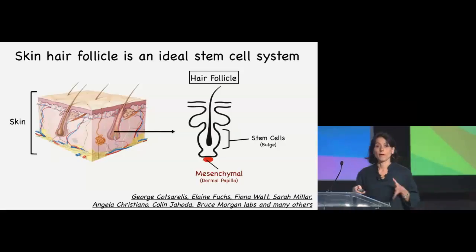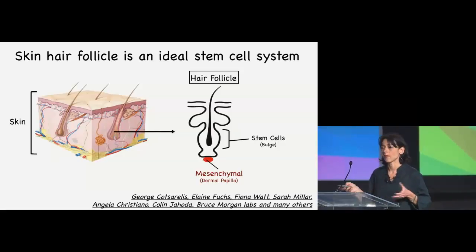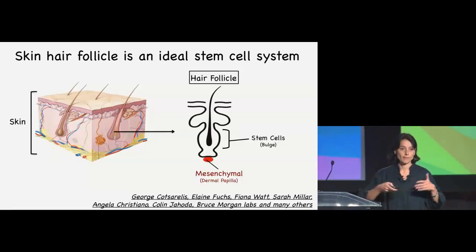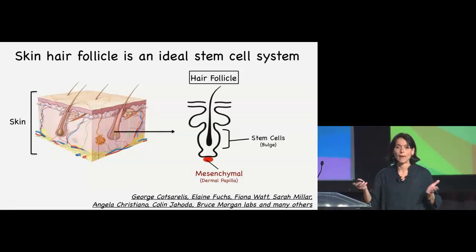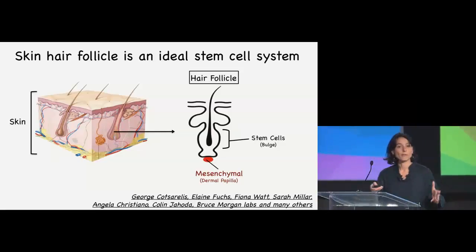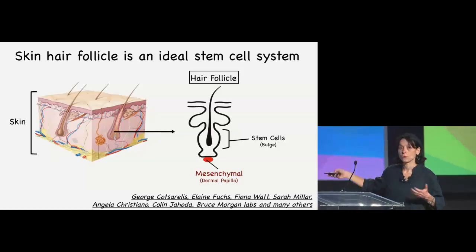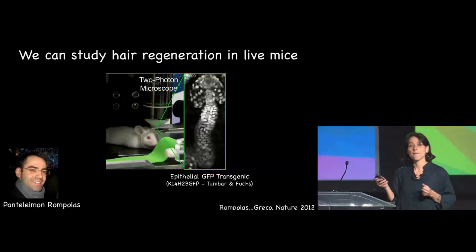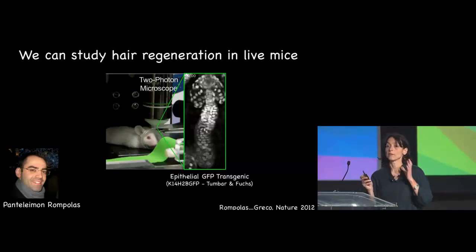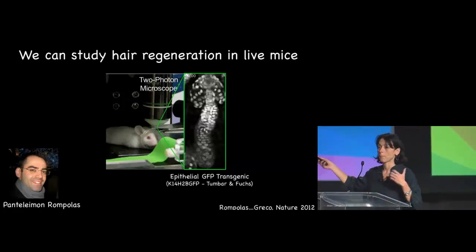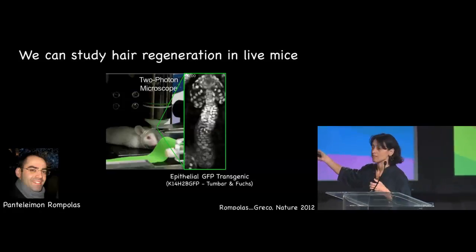It starts with the identification of the bulge stem cells by George Cotsarelis, Henry Sun, and Bob Lavker, as well as the extensive characterization coming from many labs, Elaine Fuchs, Fiona Watt, Angela Christiano, Sarah Millar, and many others. We understand how this tissue regenerates over time. So in order to start to tackle these behaviors and fate choices, since they are dynamic processes, we wanted to understand whether we could set up a process that allows us to capture them, such as live imaging.